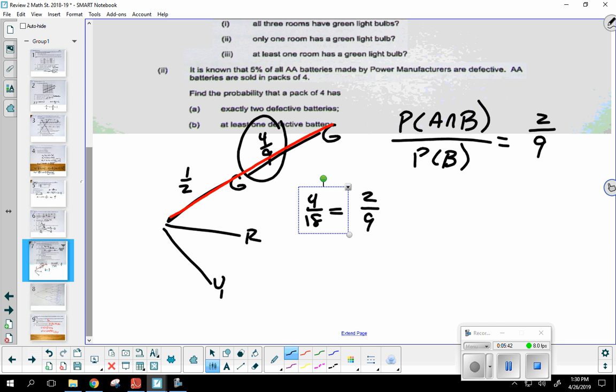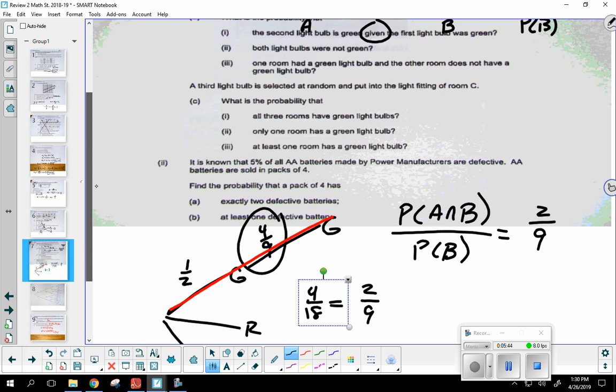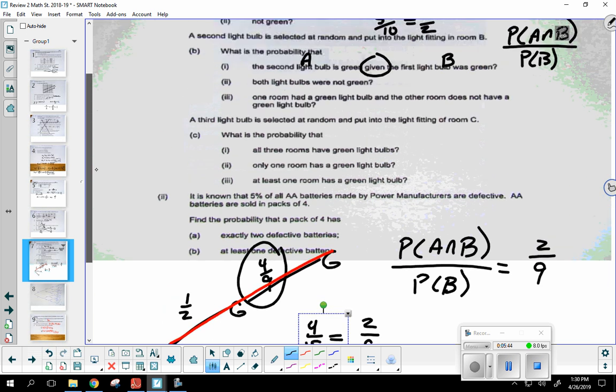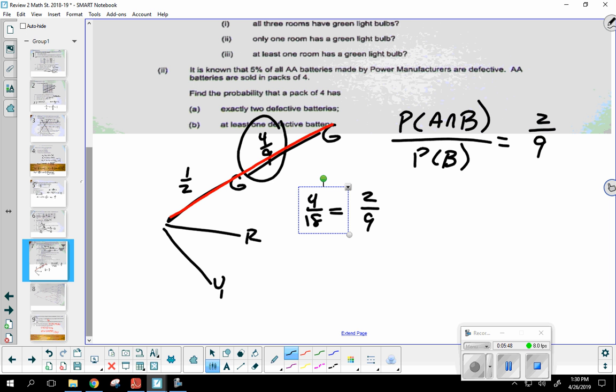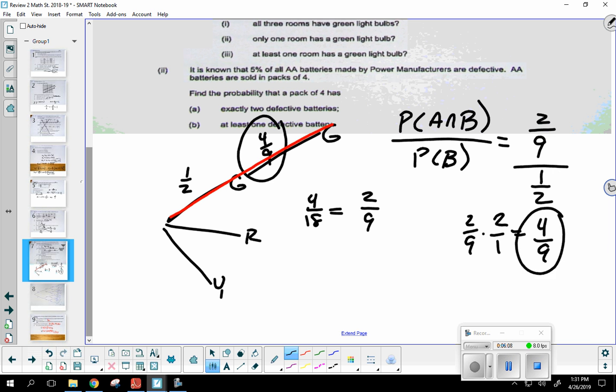And then we want to divide that by the probability that the first light bulb was green. Well, the probability that the first light bulb was green was what? 1/2. So I'm going to take this 2/9 divided by the 1/2. And what happens when we divide by a fraction? You multiply by the reciprocal. So 2/9 times 2 over 1. And see, we still end up with the 4/9.